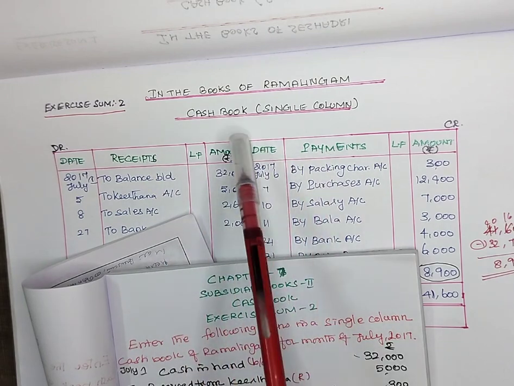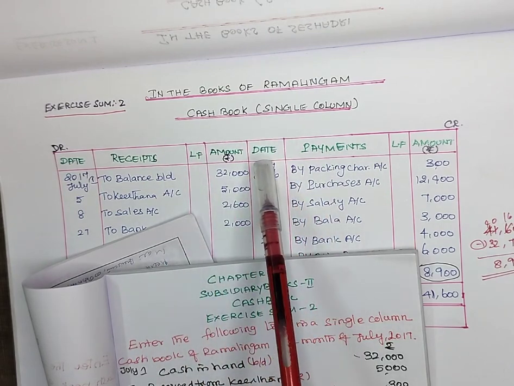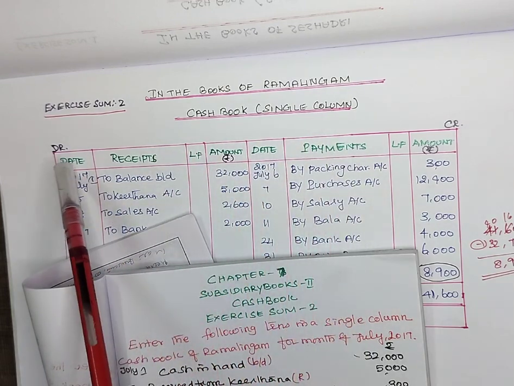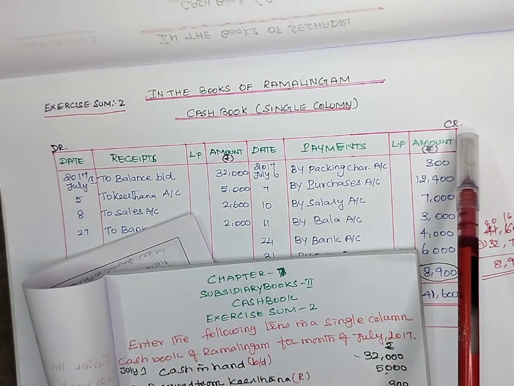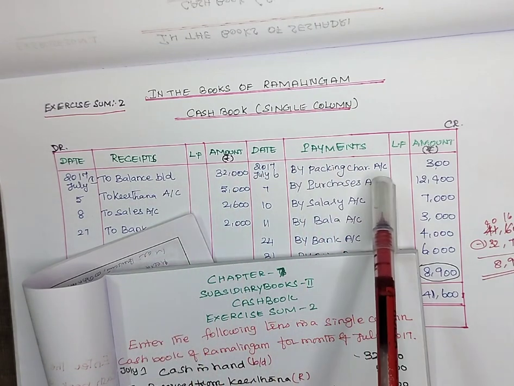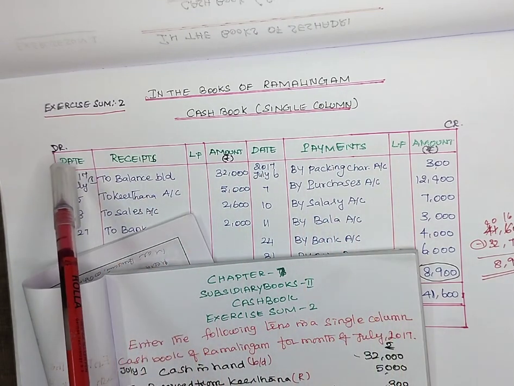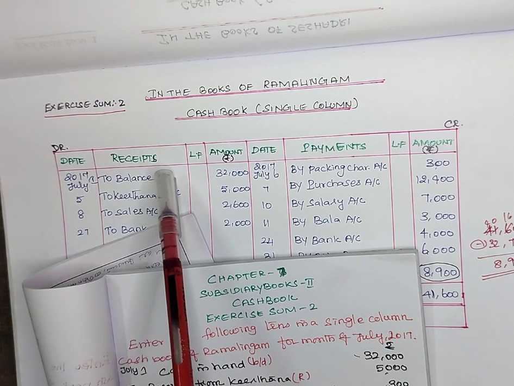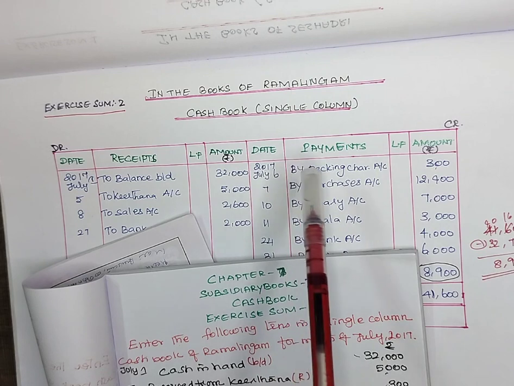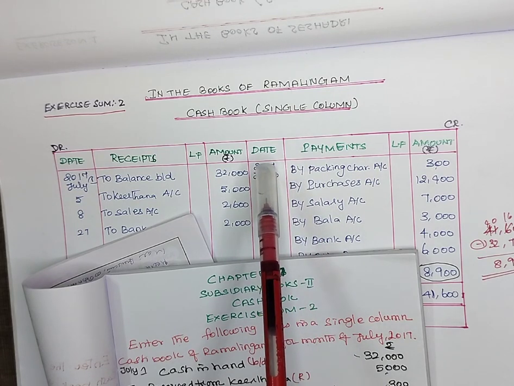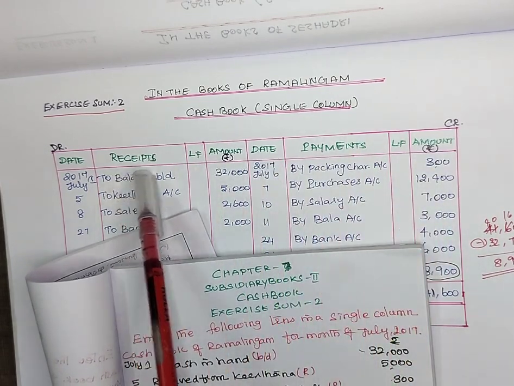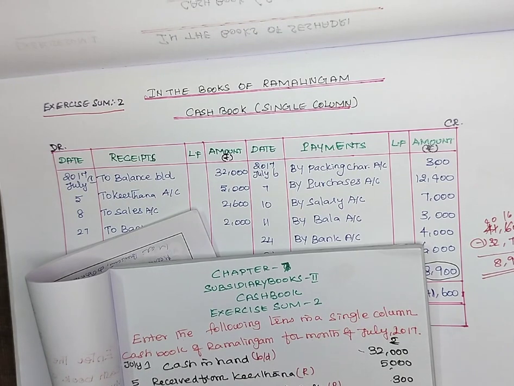The format of the cash book is a T format. This is like a ledger format, with a debit side and a credit side. The debit side we call the debtor and the credit side we call the creditor. Debit side has 4 columns, that is date, receipts, LF, amount. Credit side also has 4 columns, that is date, payments, LF and amount rupees. We have prepared the format and the title of the cash book.